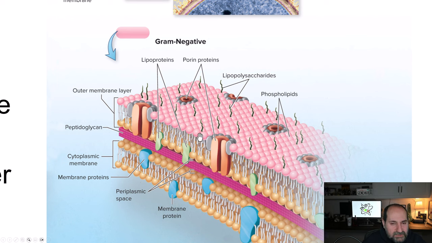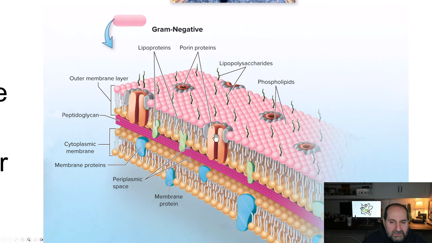A few more things to note. These large structures in the outer membrane of the gram-negative cell wall, these large pores, are called porins. Porins are large pores that are formed with these porin proteins that allow substances to enter and exit the outer membrane of the cell wall.